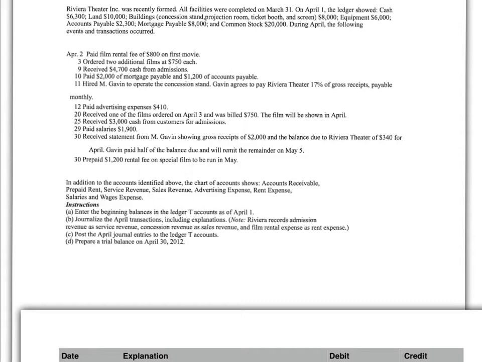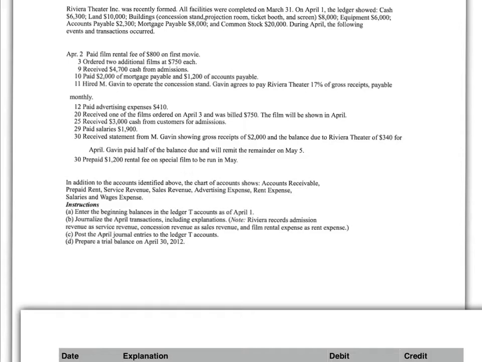On April 1st, the ledger showed the following balances: cash, $6,300, land, $10,000, and so on. The first thing we must do is enter them in the T accounts. Now, I have done that for you. Now, secondly, it says, journalize the April transactions, including explanations. And we start with April 2nd.